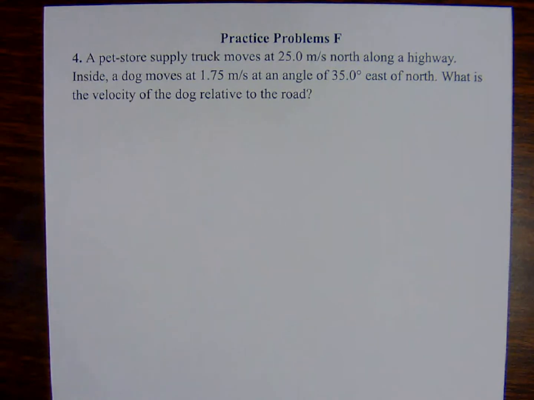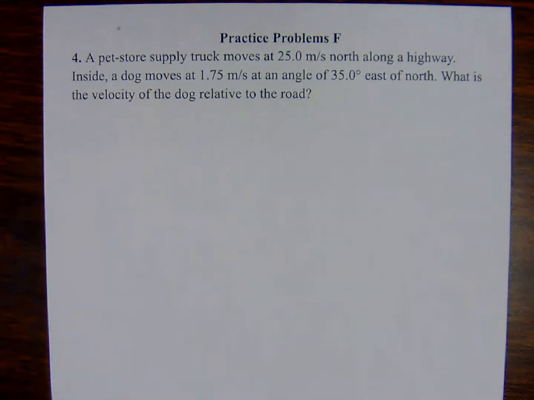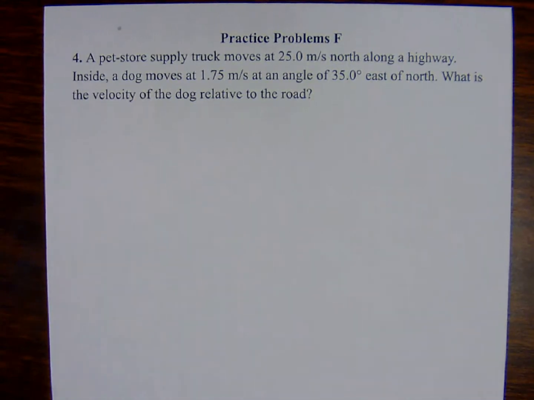And practice problem number 4, associated with sample problem F. A pet store supply truck moves at 25.0 meters per second north. Apparently all we can tell is directly north along a highway. Inside, a dog moves at 1.5 meters per second at an angle of 35.0 degrees east of north. That's a very unsafe pet supply truck. What is the velocity of the dog relative to the road?